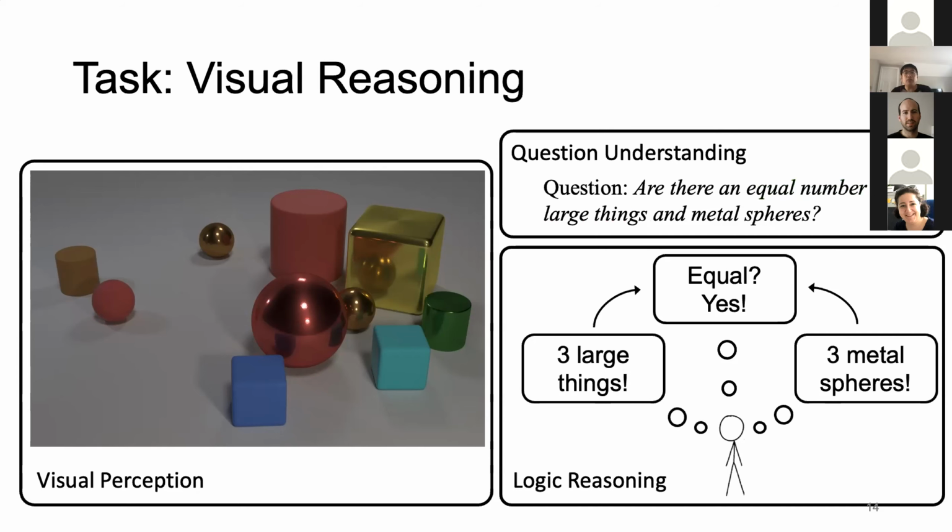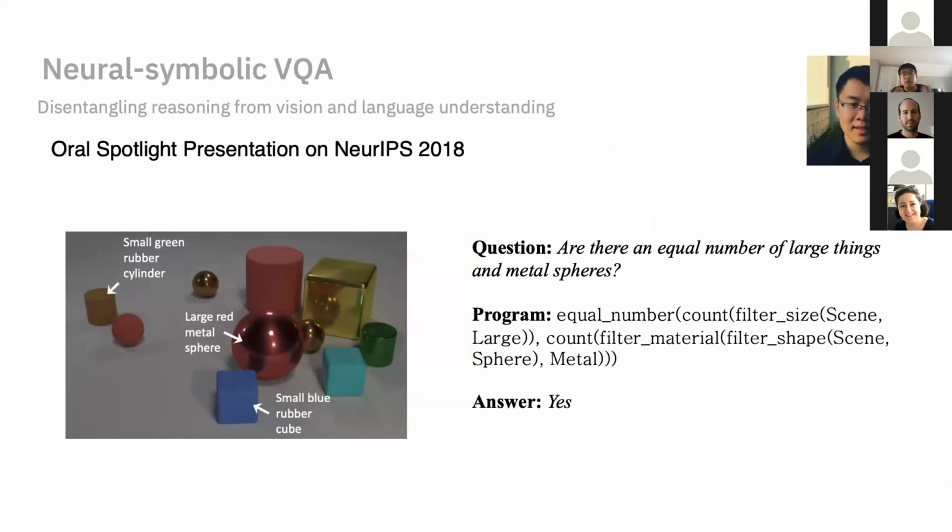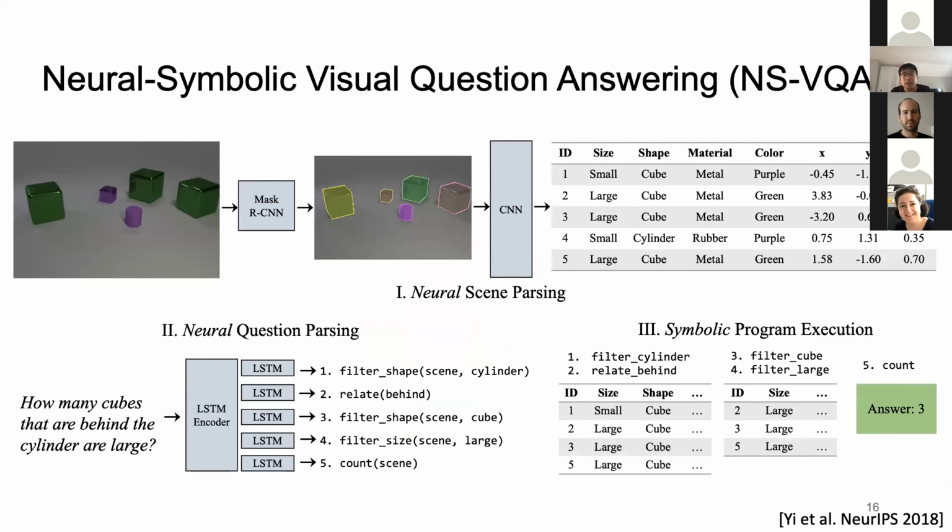Inspired by this work, we have built a framework named Neuro-Symbolic Reasoning. This is a joint work with Kaixin Yi, a mentor at the Harvard physics department. The basic idea, motivated by this human reasoning example, is that we want to separate the visual reasoning process into three disentangled components, including visual perception, question answering, and logical reasoning.